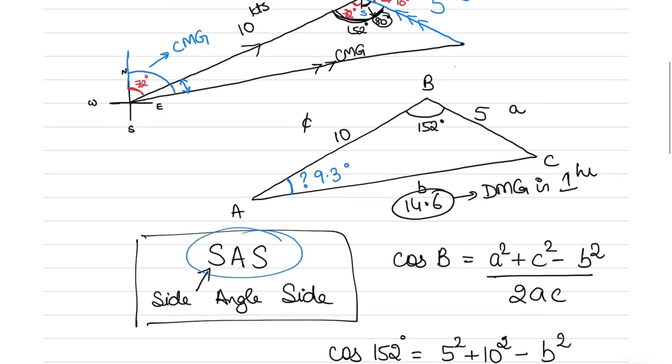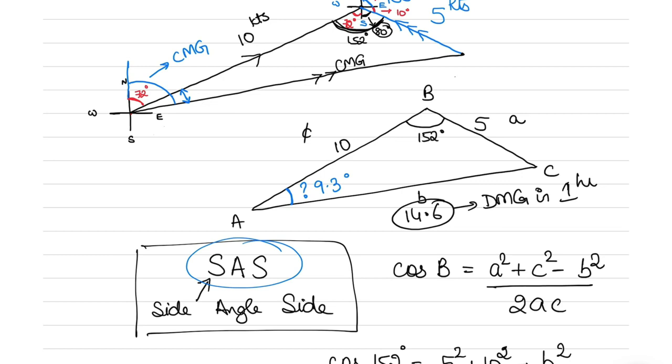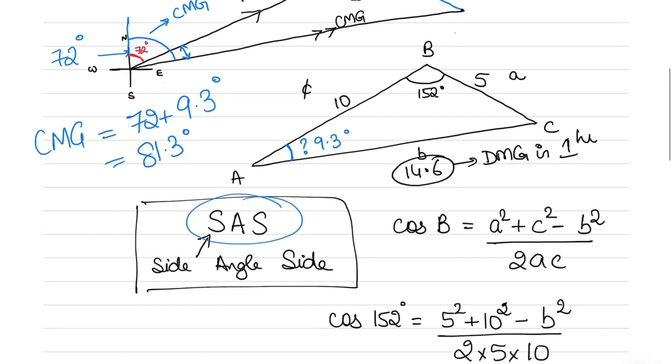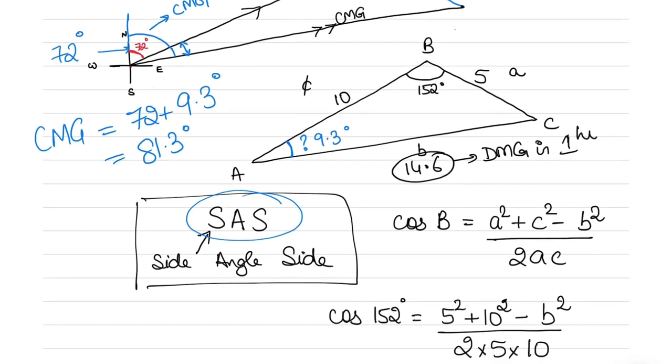Now if this is 9.3 degrees and I know that this part here is 72 degrees, then course made good as per this diagram would be 72 plus 9.3 degrees, which is equal to 81.3 degrees. Because we don't steer courses in decimals, the answer here will be 81 degrees. 081 degrees true, as measured clockwise from the north, is the course made good.